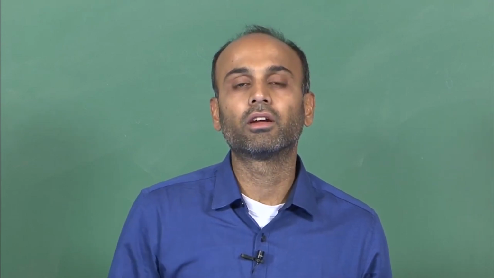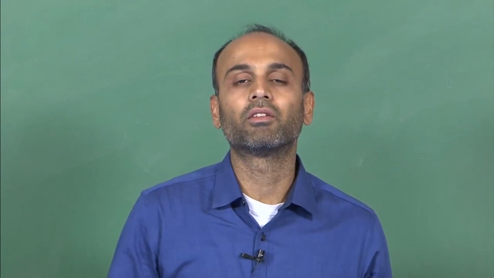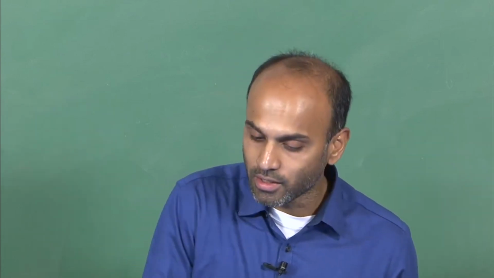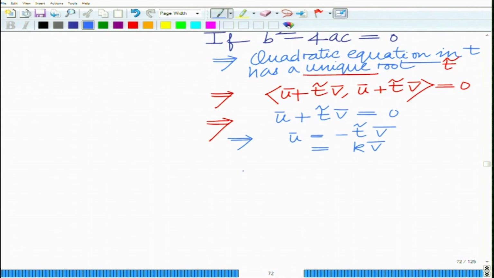So, at that value of t tilde, this inner product vanishes, and we know that the inner product of any vector with itself vanishes only if the vector is 0. So, this is possible only if u bar plus t tilde v bar equals 0, which implies u bar equals minus t tilde v bar. For some t tilde, you can denote it as some constant k times v bar.